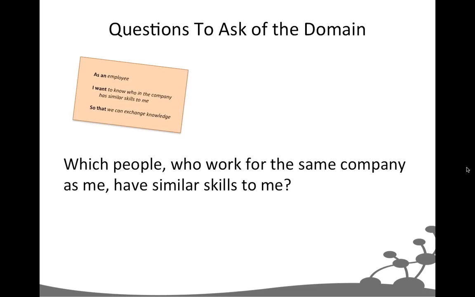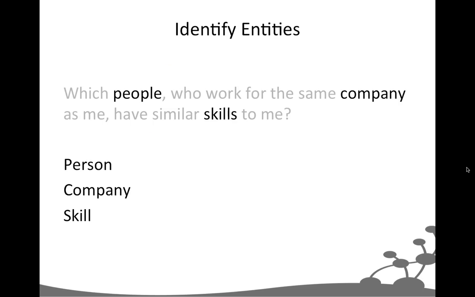So again, we're just working with a natural language representation of the problem at the moment, but in the form of a question. But given that question, we can now start to think, what are the things in my domain that I'm particularly interested in? What are the things that are important to me? What are the entities in my domain? Well, here we've got people, companies, and skills. They're the things that I'm interested in with regard to this particular question. In the singular, I've got a person, a company, and a skill.